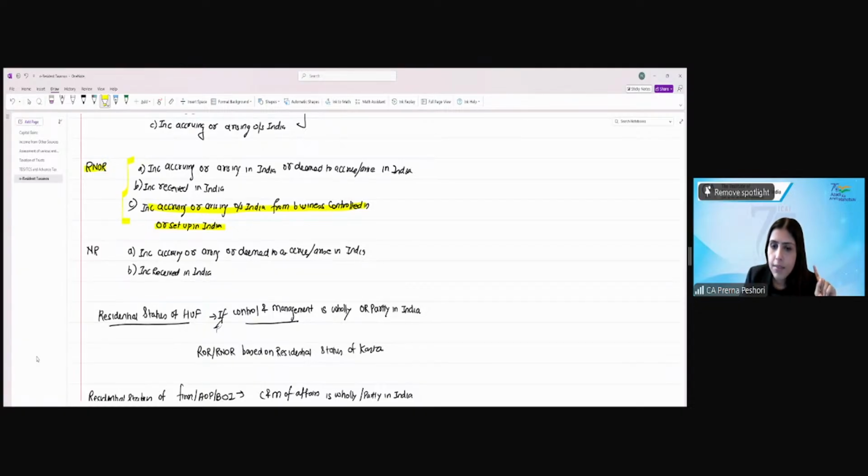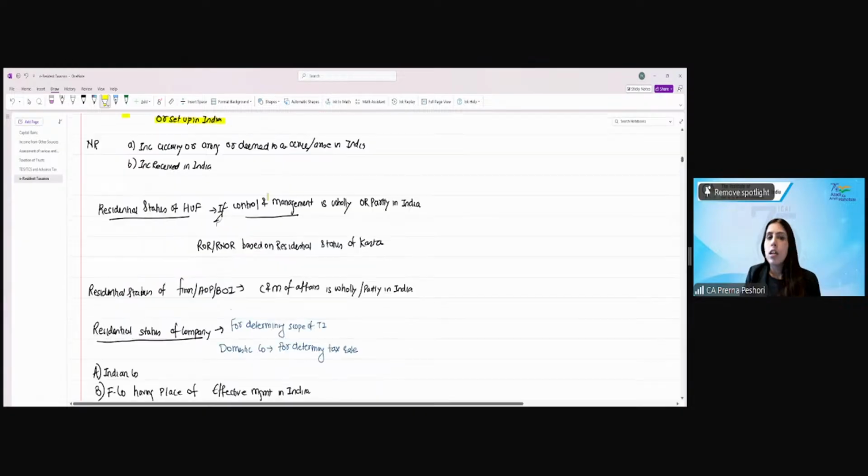Clear? Any questions so far? Fine. Now, how is the residential status of the HUF determined? When is the HUF said to be a resident of India? Control and management. If it is in India, wholly or partially, then it is resident in India. Correct.